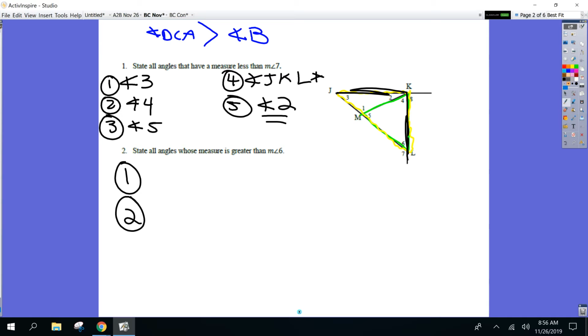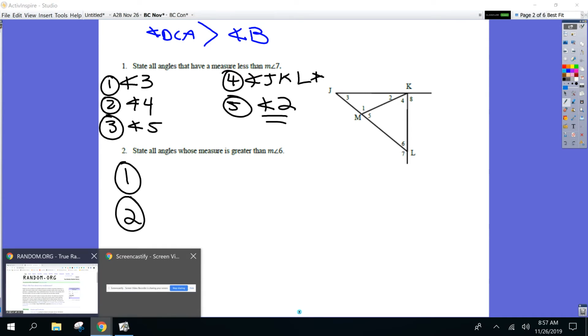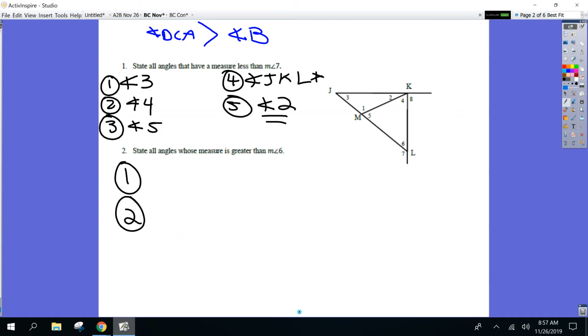So I'm hoping you're giving me exterior angles here. I'm hoping you guys are giving me exterior angles for these two. All right, here you go. 7, got one angle. Angle 8. Take a look, everyone. Angle 8 is an exterior angle for the big triangle, JKL, where 6 would be remote interior.